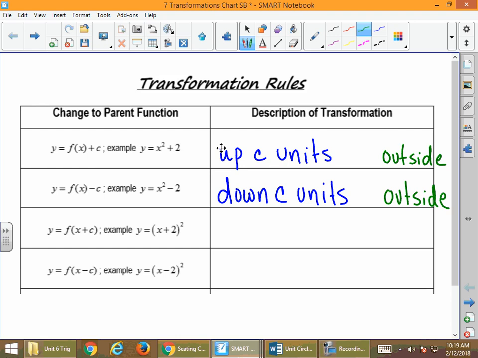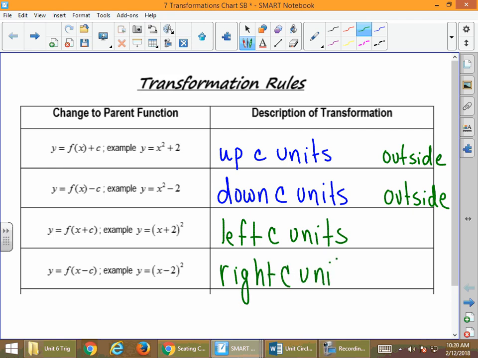And what happens when we add that value is we're going left c units, and finally f of x minus c. Again, it's x minus c inside that parentheses, so this is going to be right c units. And this is going to be the inside idea.